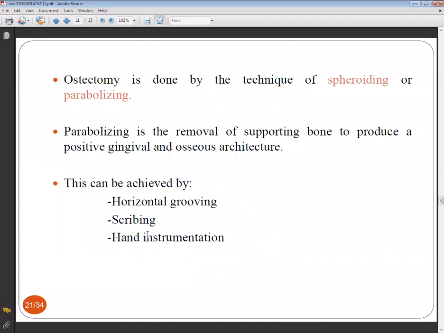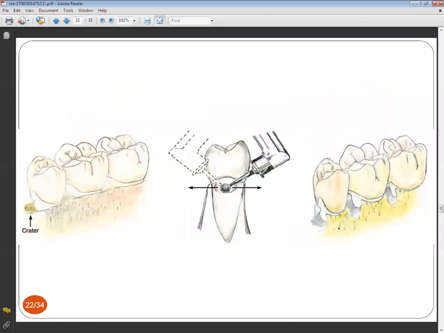So what are the steps which we involve in ostectomy, along with the first two: horizontal vertical grooving and radicular blending. It should be followed with horizontal grooving and scrubbing. Interdental bone should be flattened with this procedure.